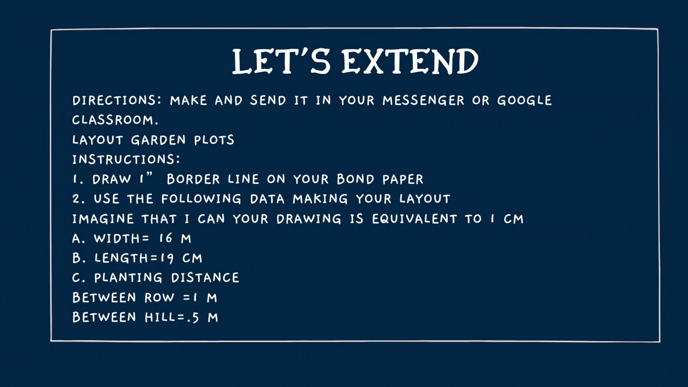Activity again. Make and send it in your Messenger or Google Classroom. Layout garden plants. Number 1. Draw one borderline on your bond paper. Use the following data making your layout.